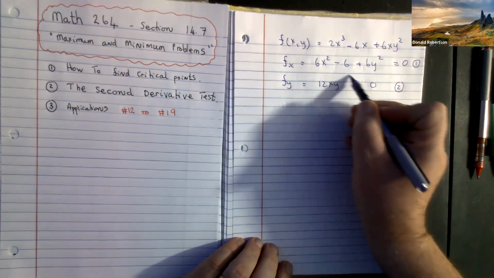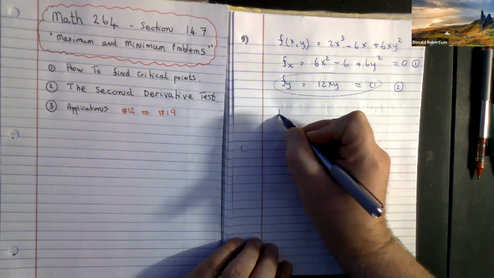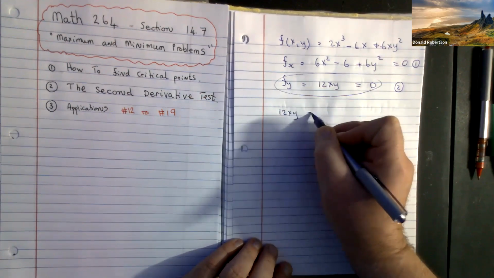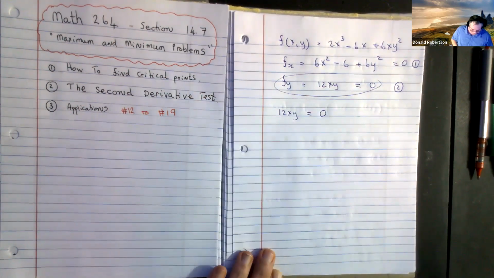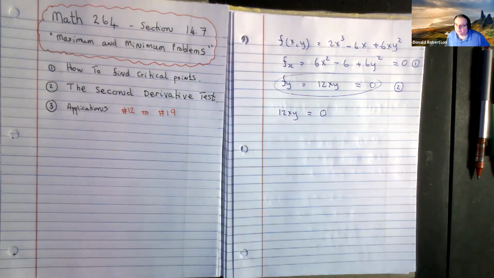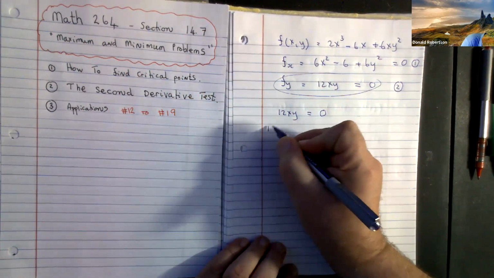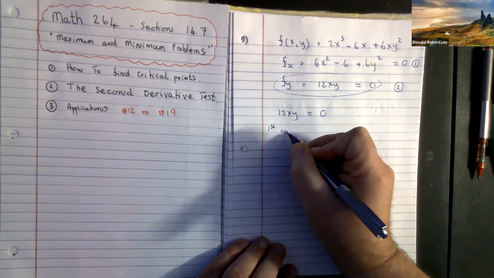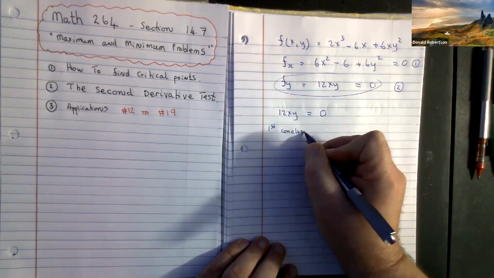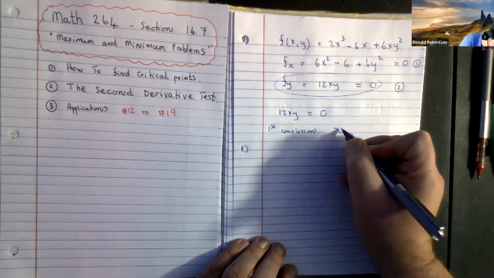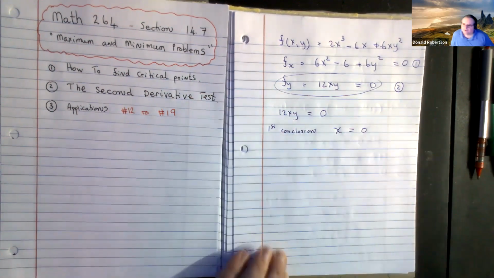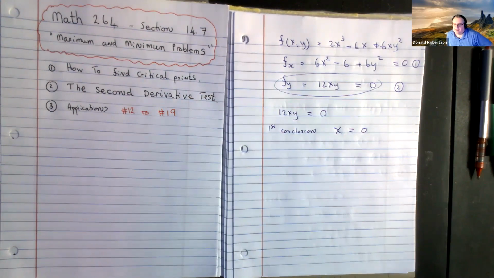I'm going to focus on this equation here. If you tell me that 12xy equals 0, there is a limited number of conclusions I can make. The first conclusion is that x was equal to 0. Would you agree? And I'm going to run with that and see if it generates a solution, because sometimes it does, sometimes it doesn't.